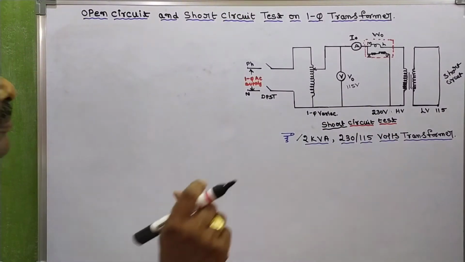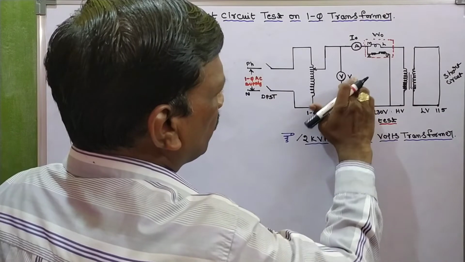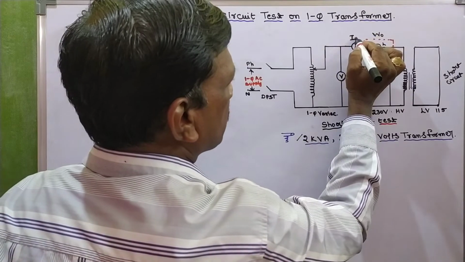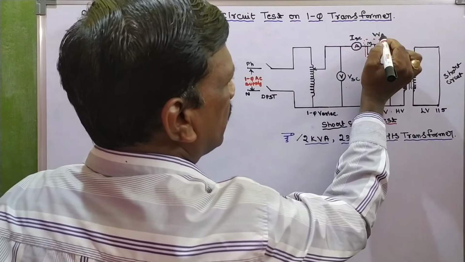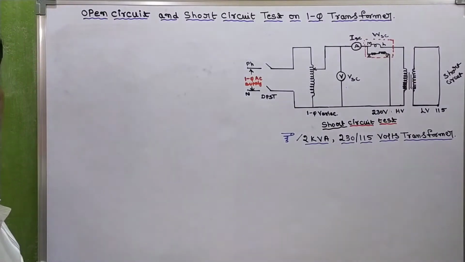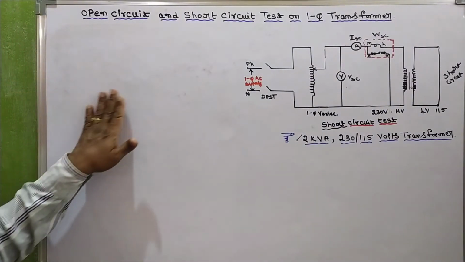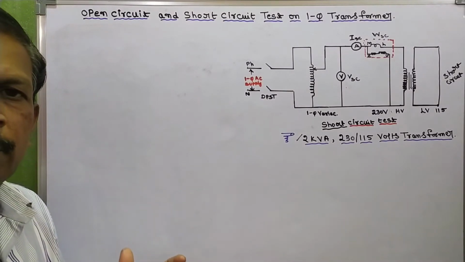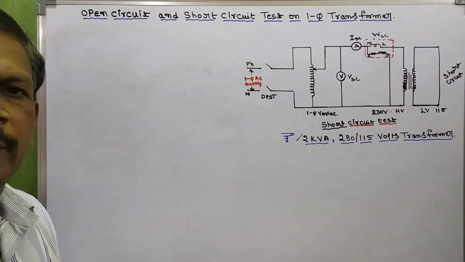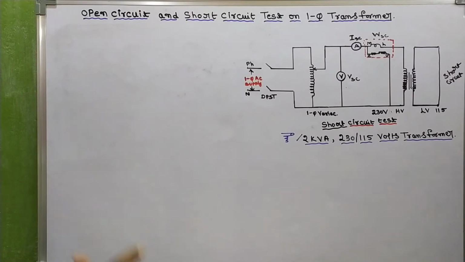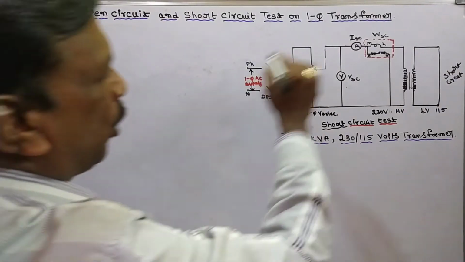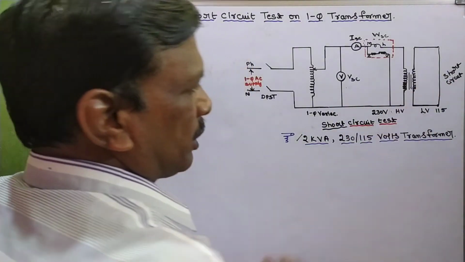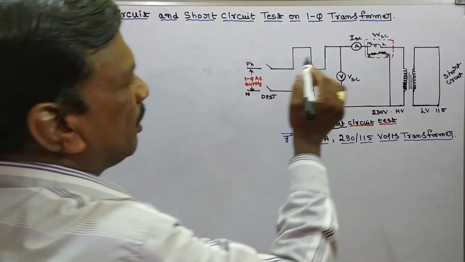So here VSC is the short circuit voltage, ISC the short circuit current, WSC the short circuit power. From the short circuit test, we are going to derive the circuit parameters, equivalent circuit parameters. So first of all, how to conduct this test? This is the experimental setup for short circuit test.